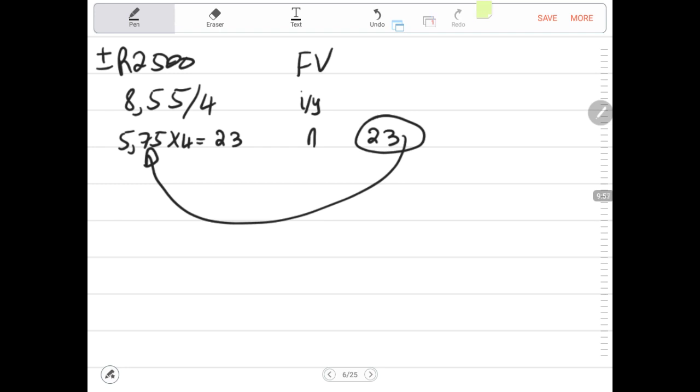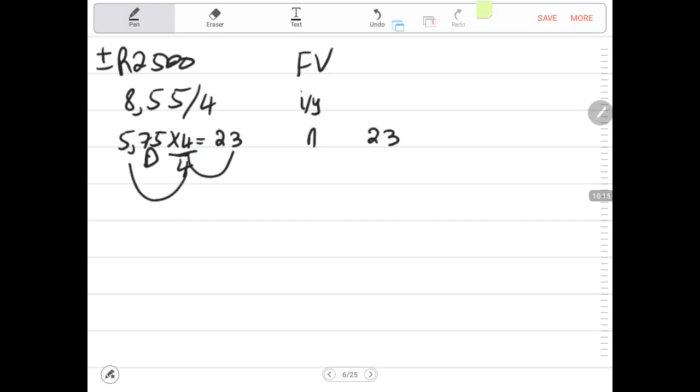So now what do we do in this case? We need to divide by the number of compounds in a year, because in this case we multiplied by 4 in order for us to get to 23. So we need to divide by 4 in order for us to get back to the number of years. Take note, we multiplied by 4 in order to get to 23, then we need to divide by 4 in order for us to get before the multiplication took place.